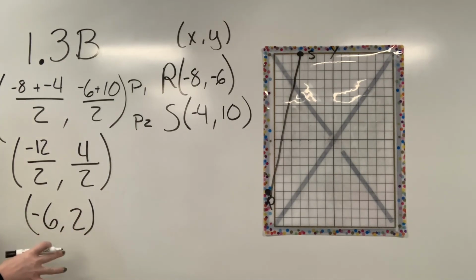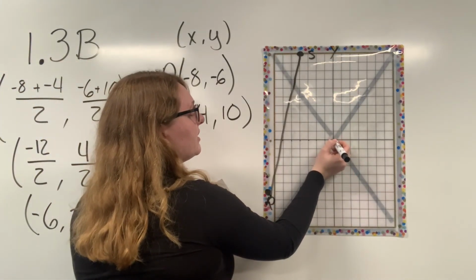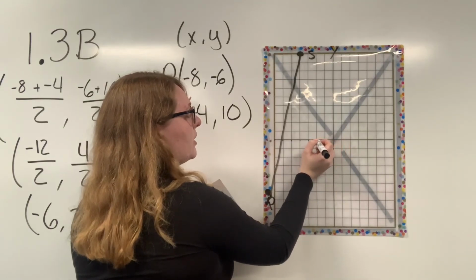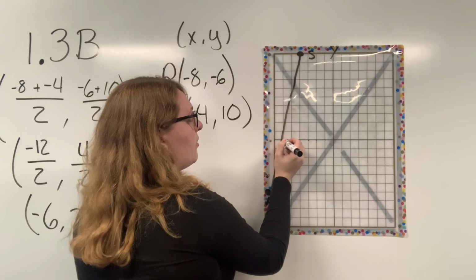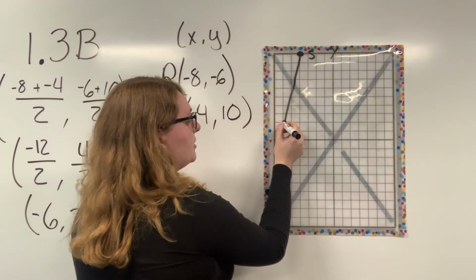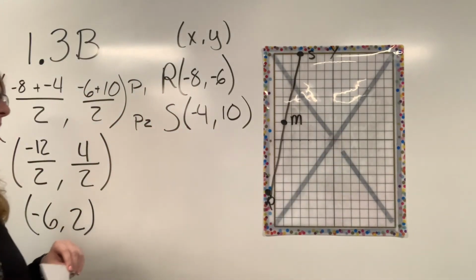So now let's graph our midpoint. From our origin, we're going to count to the left 6 times: 1, 2, 3, 4, 5, 6. And then we are going to go up 2: 1, 2. This is our midpoint, so I will label it with an M.